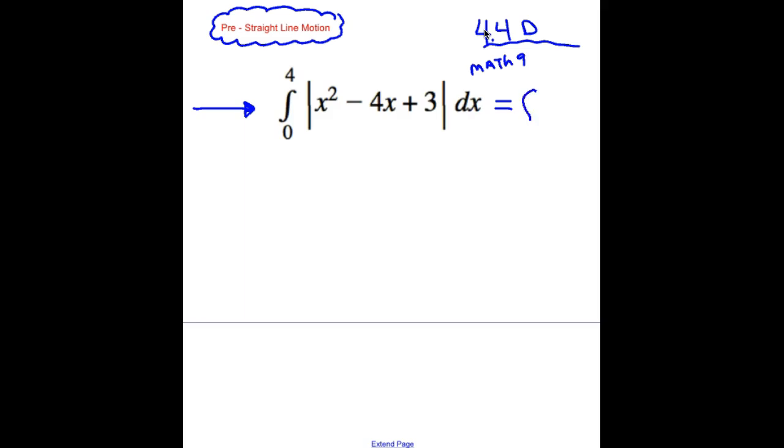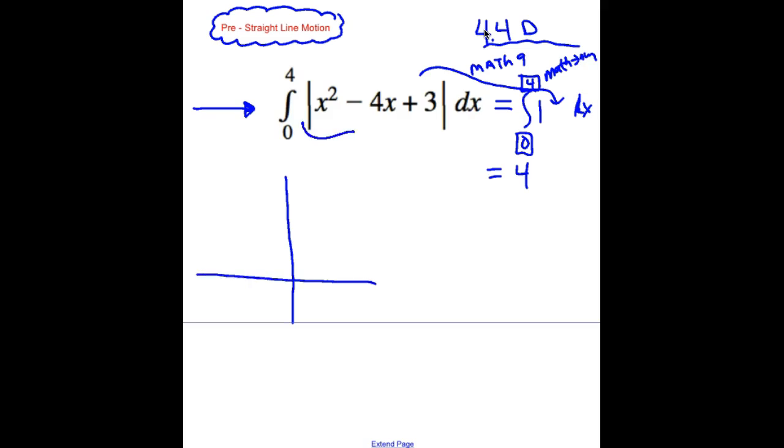it's going to pop up your integral, and if you enter your bottom limit, your top limit, and then to get the absolute value, you hit your math, and you head over to num. Absolute value bars pop up, type the function in, dx, hit enter. It'll tell you that the answer is 4. But more importantly, what does that answer represent? The area between the curve and the x-axis of this function that we call f of x.